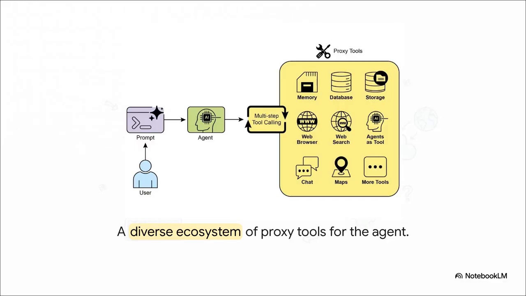And the ecosystem of proxy tools brilliantly illustrates that a tool isn't just one simple thing. In the AI world, proxy tools can be practically anything at all. It could be a web browser, it could be a database, a map, or even another highly specialized AI agent. So our main AI agent can act like a project manager, delegating a math problem to a calculator tool, or maybe a deep research task to a web search tool.